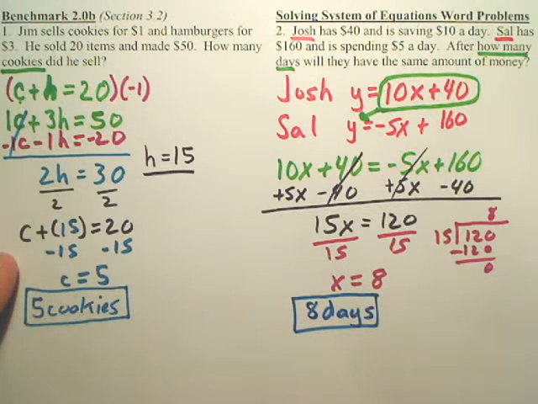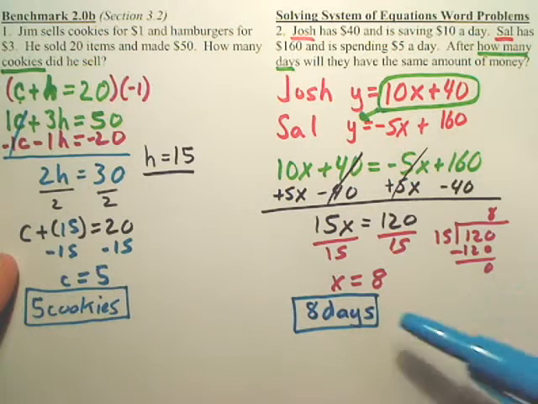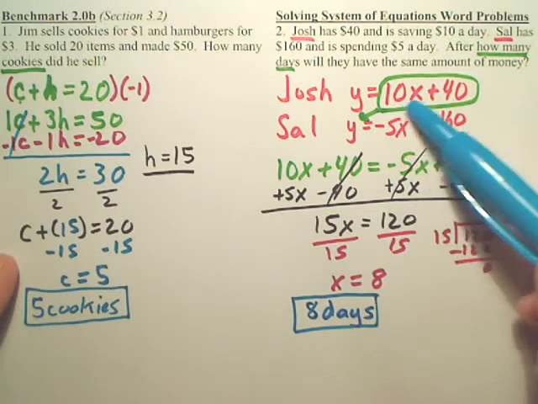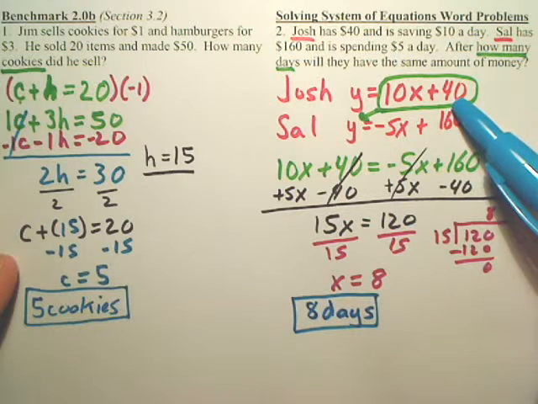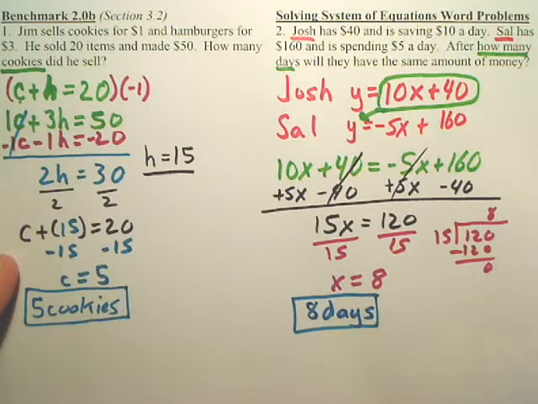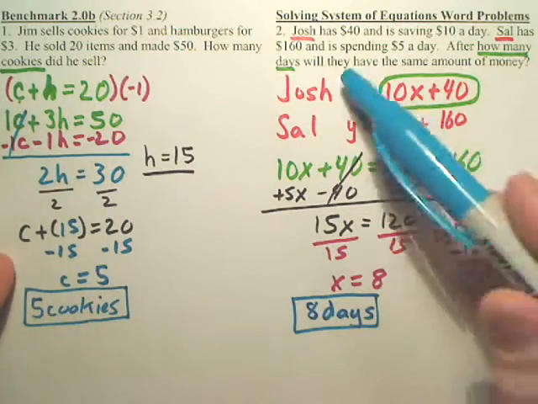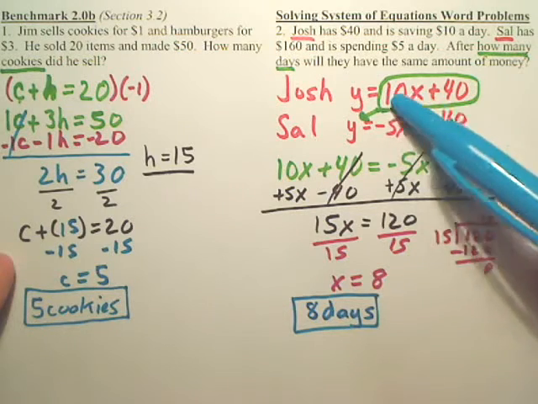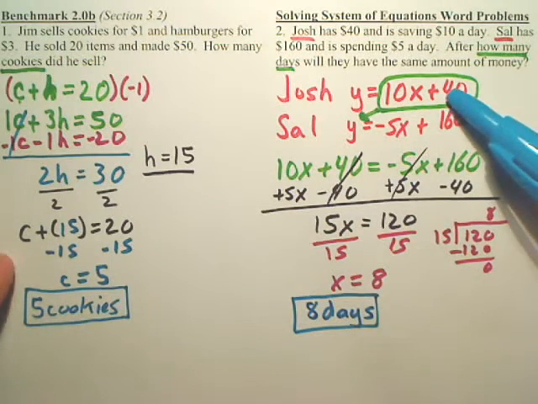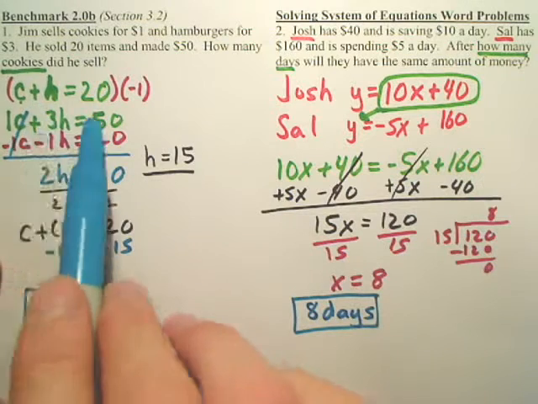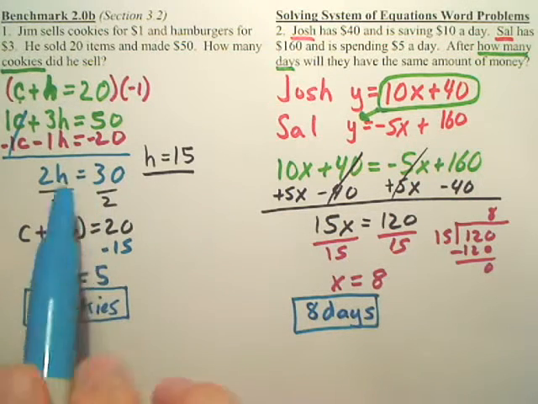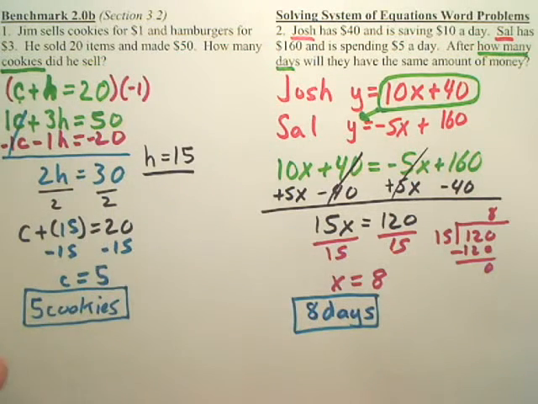Now, how would I find out how much money they both have after 8 days? Basically, I plug 8 in here. 10 times 8 would be 80. 80 plus 40 is 120. They both would have 120 bucks at that time. So these kind of systems, some do y equals mx plus b, slope-intercept form, and some are in standard form. These are the 2 types I'll have on my benchmarks.